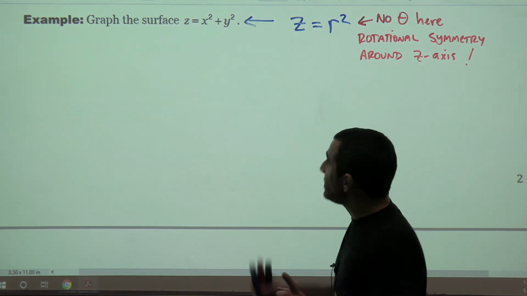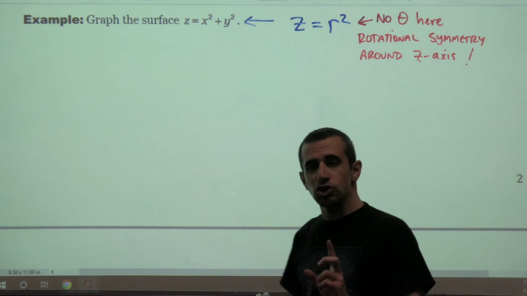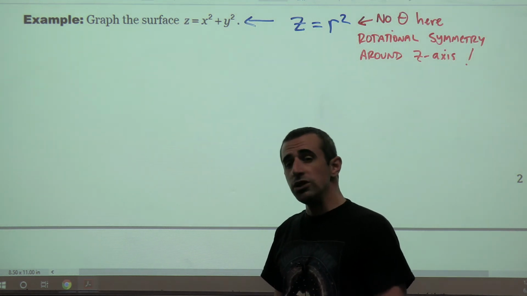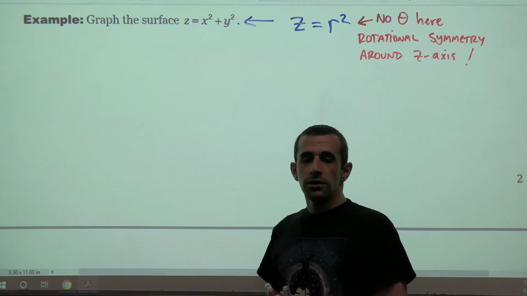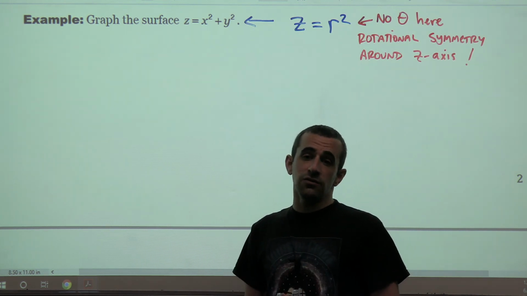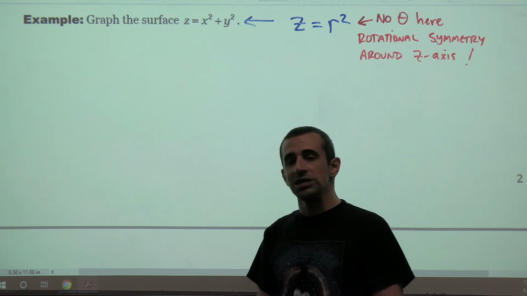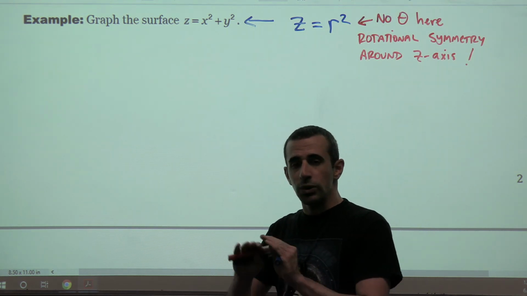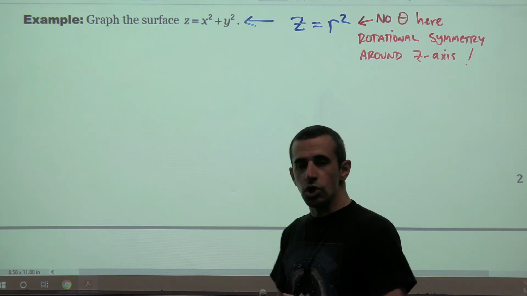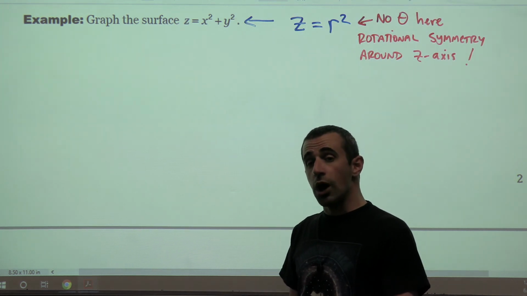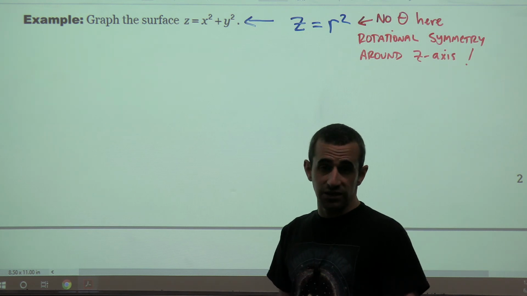So the way to graph this is to start with a picture in the RZ plane. Now, when you draw the RZ plane, you don't have negative values of r. In this class, r will always be positive or 0 because r is literally the distance to the z-axis. So we never have negative r values here. So when you draw your RZ plane, you don't draw the entire RZ plane. You just draw the half of the RZ plane that has positive r's.